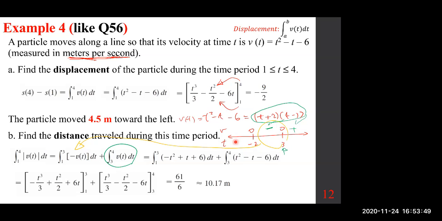Your distance must always be positive, class. Your distance must always be positive because you are taking the integral of a positive function, absolute value of v of t, okay? Remember, absolute value in the worst case is 0. And displacement could go either way.